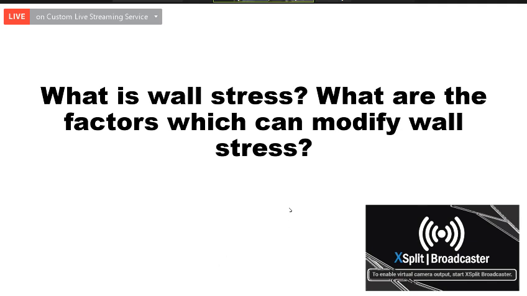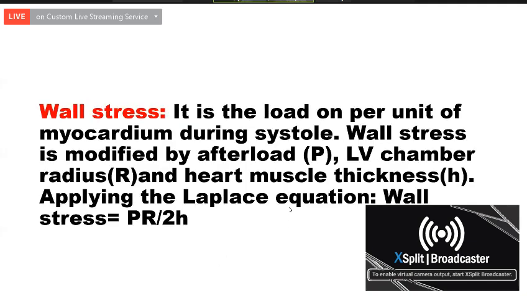Any one of you, can you define wall stress? Wall stress is the load per unit of myocardium during systole. You should understand wall stress is defined as the load per unit of myocardium during systole. Wall stress is modified by afterload, LV chamber radius, and the heart muscle thickness.